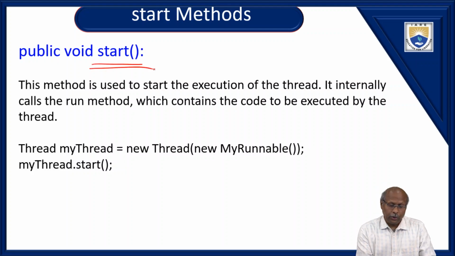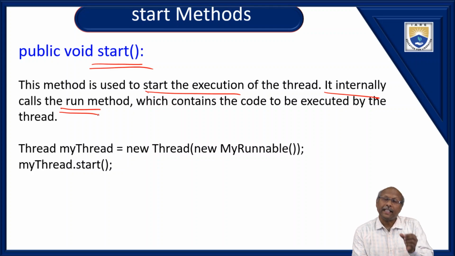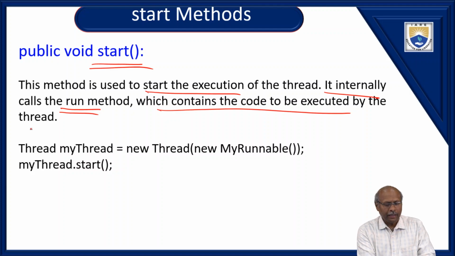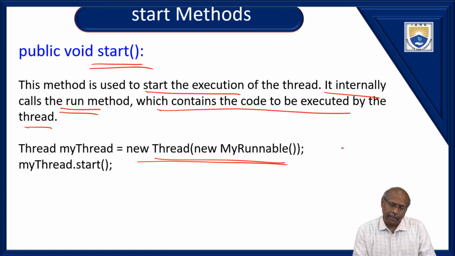This method is used to start the execution of the thread. It internally calls the run method. So the start method is internally linked with the run method, which contains the code to be executed by the thread. In the run method, you write your logic. That method is enabled automatically once you call start. So how to call it? First of all, you have to create a thread object. After creating the thread object, you can call the start method. So this is the nature of the start method.